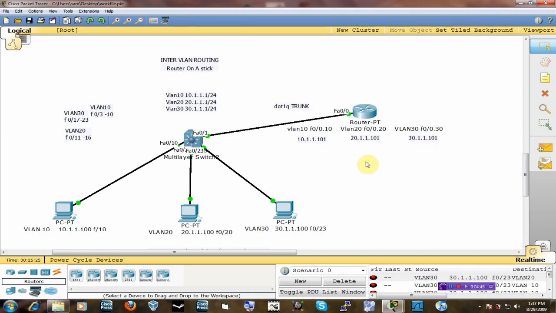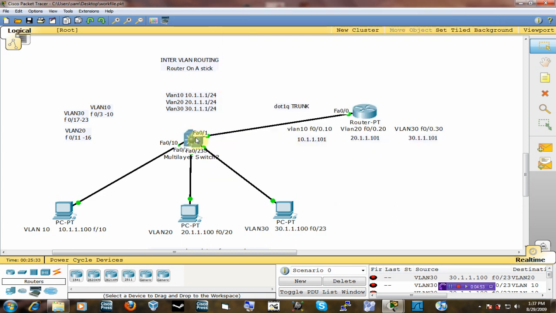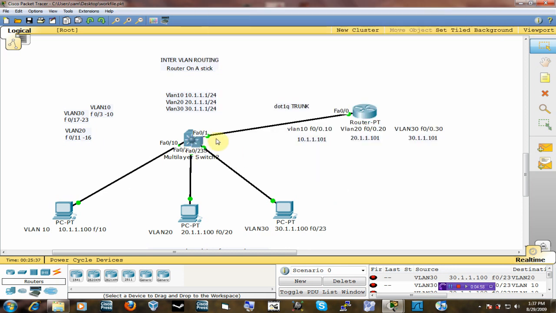So the only other thing is to tell the switch that, hey, if you receive a packet that you don't know where it's going to go, you need to forward it out your FastEthernet 0/1 interface. So essentially we need to tell the switch that it needs to have a default gateway off this interface, so that anything that gets here gets sent out that interface.